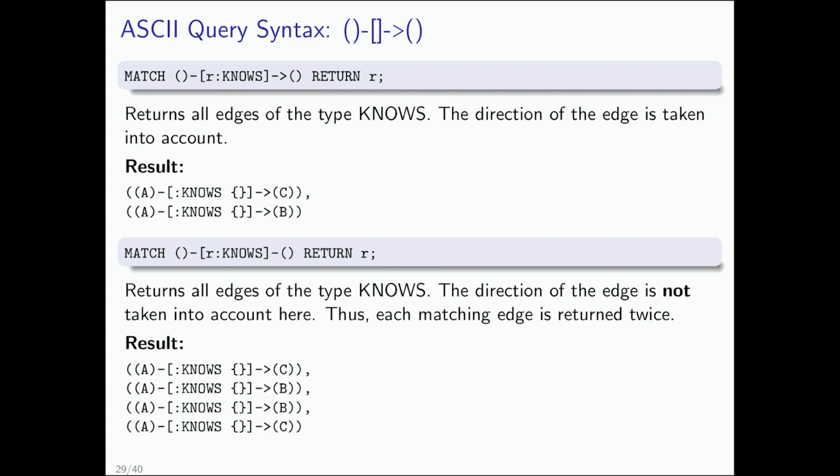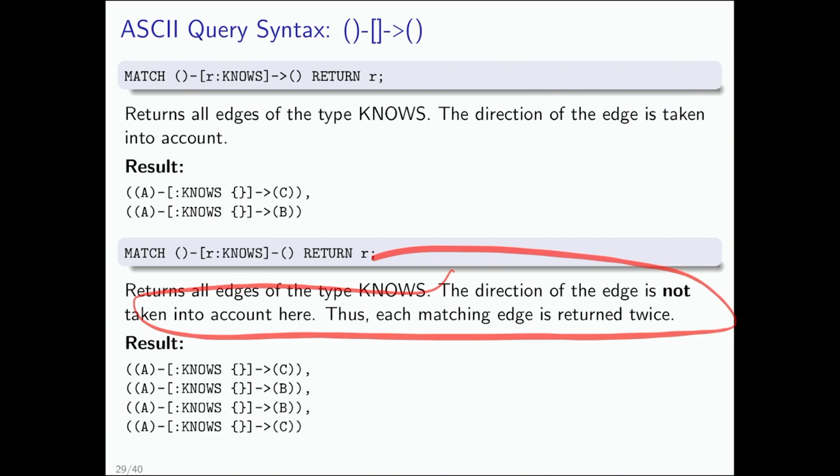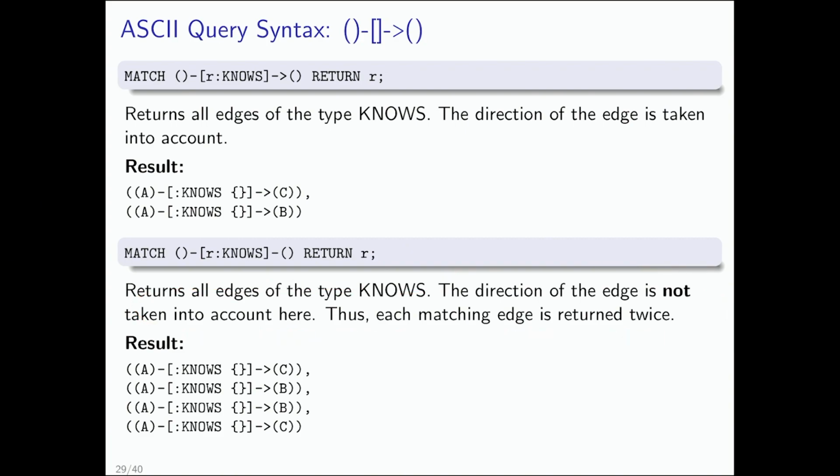Here you're leaving away the direction, so you have these edges. Here you make it directed, here it's not directed. So here you get it in both directions. You get it multiple times actually. The direction of the edge is not taken into account in this example. Therefore the matching edge is returned twice, as it matches in both directions, and then you get this result.